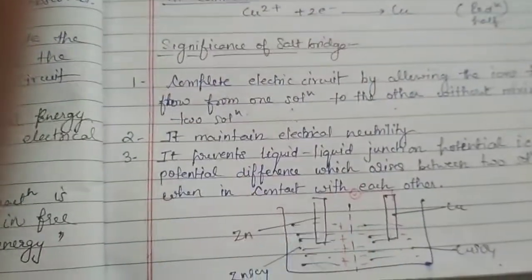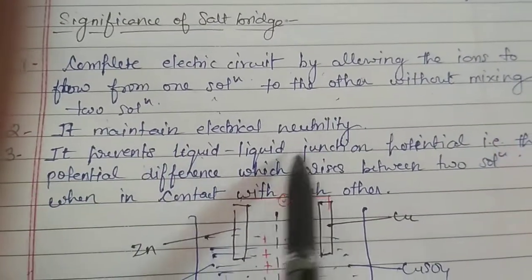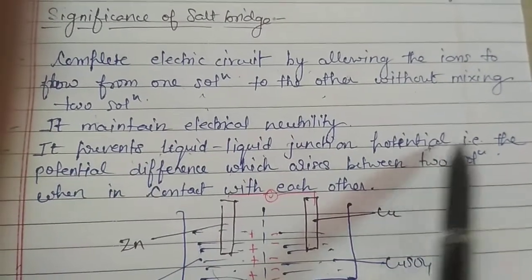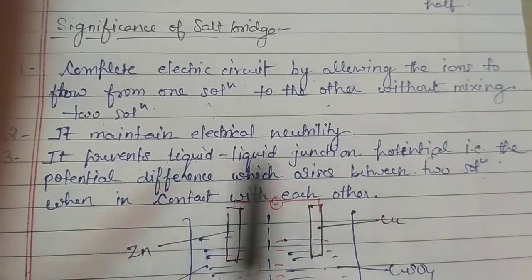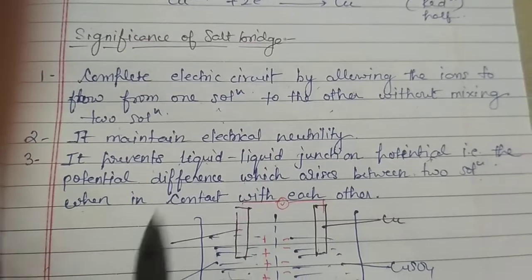The third and very most important significance of the salt bridge is that it prevents liquid-liquid junction potential. What is the liquid-liquid junction potential? That is the potential difference that develops between two solutions when they are in direct contact with each other.